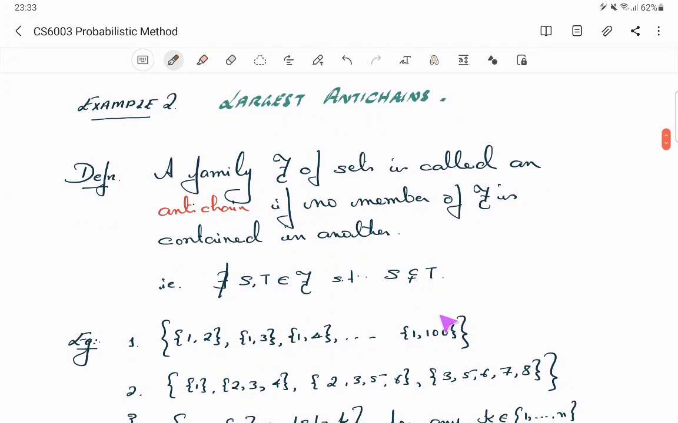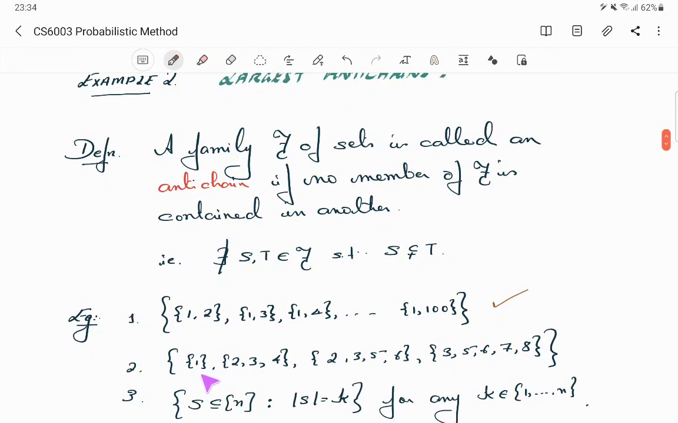So if you look at this example here, {1,2}, {1,3}, {1,4}, {1,5}, etc., all the way up to 100, you see that no set in this family is a subset of another. So this is an antichain. Similarly here, if you take this 1, then you see 2, 3, 4, but here it is 2, 3, 5 and 6, right? 3, 5, 6, 7, 8. You can verify that. Unless I have made some careless mistake, this is also an antichain. I put this example just to illustrate that not all sets in an antichain have to be of the same size.